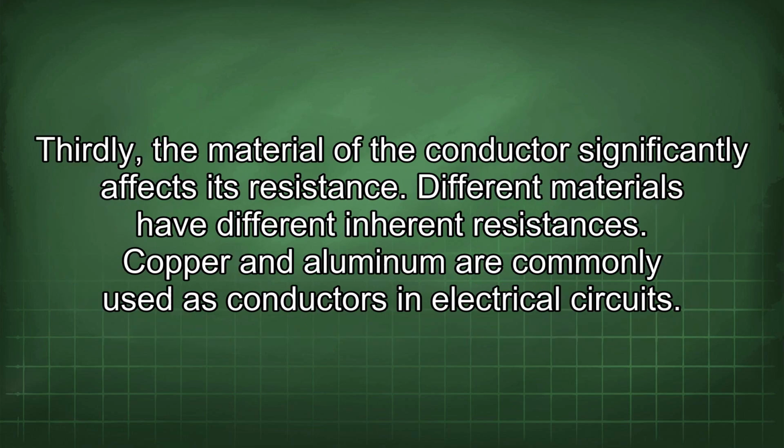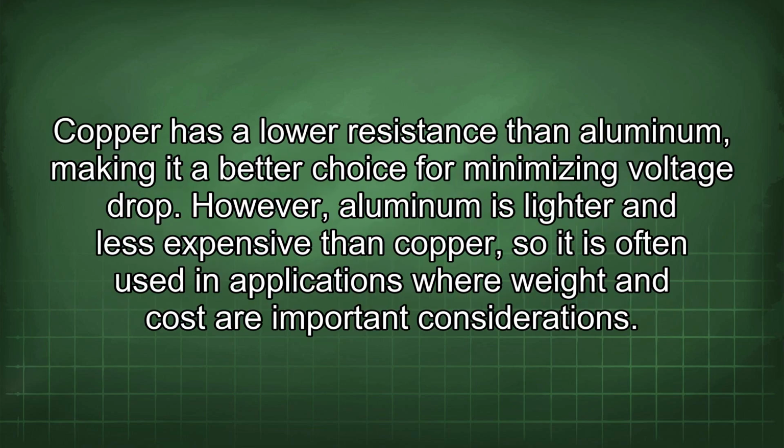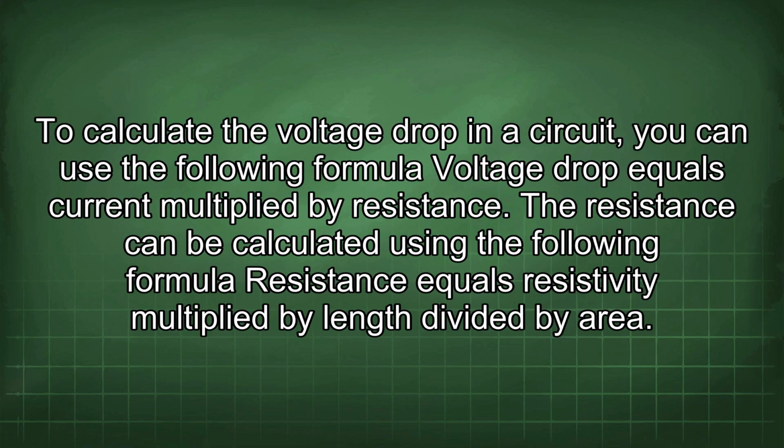Thirdly, the material of the conductor significantly affects its resistance. Different materials have different inherent resistances. Copper and aluminum are commonly used as conductors in electrical circuits. Copper has a lower resistance than aluminum, making it a better choice for minimizing voltage drop. However, aluminum is lighter and less expensive than copper, so it is often used in applications where weight and cost are important considerations. To calculate the voltage drop in a circuit, you can use the following formula: voltage drop equals current multiplied by resistance.